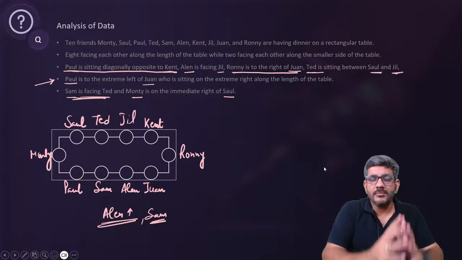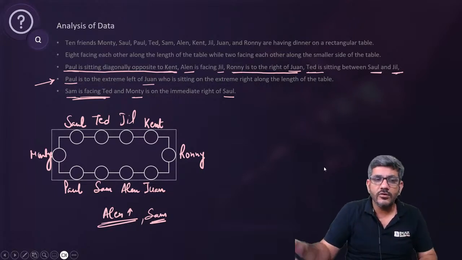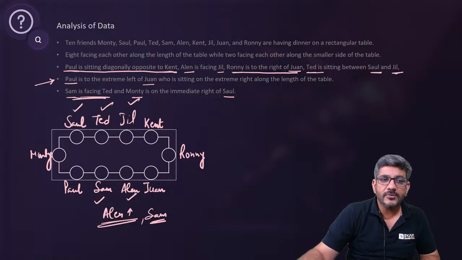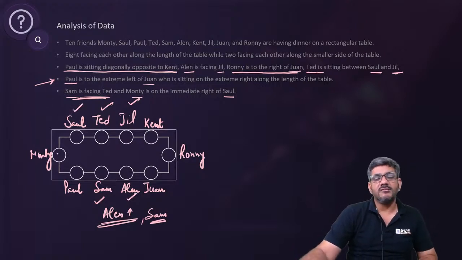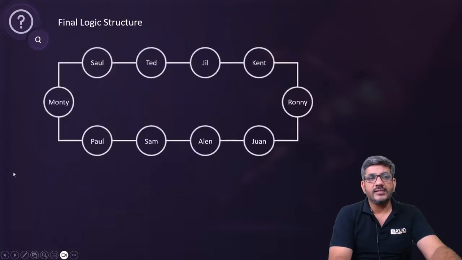Opposite to Sam, there must be Ted. And Ted is between Saul and Jill. By that logic, we get to know that Ted must be here opposite to Sam. Jill must be here opposite to Ellen. And between Saul and Jill, Saul would be here. Only one person is left, Monty. That satisfies everything. So once the set is made like this, I'm sure this would agree with whatever we did.